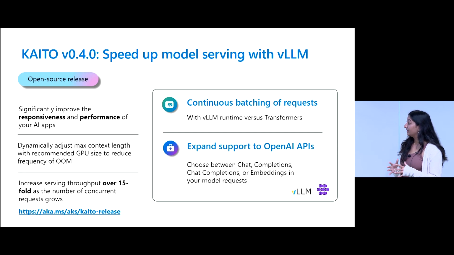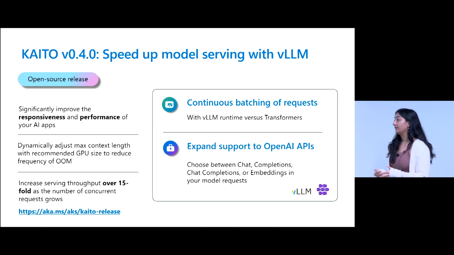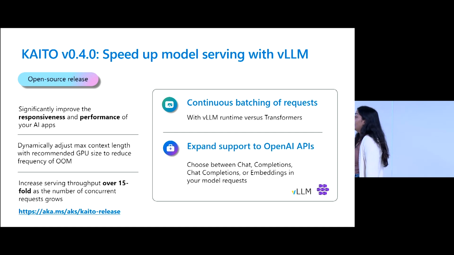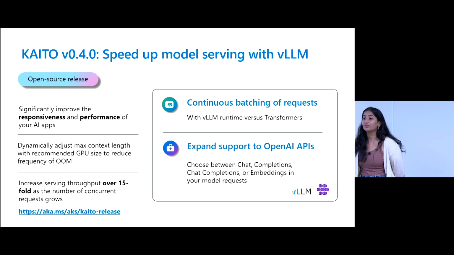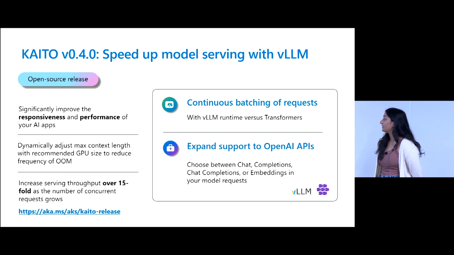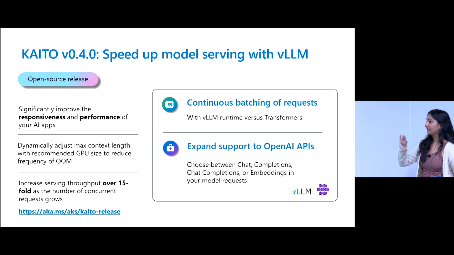Kaito also dynamically adjusts the max context length with the recommended GPU size, again, to reduce the frequency of GPU failures and reduce the frequency of workload interruptions. And what vLLM introduces is an increase in model serving throughput of over 15-fold as the number of concurrent requests grows. vLLM also expands support for the OpenAI APIs. So if you want to leverage the chat, completions, all of those different APIs, you can do so easily within Kaito itself.